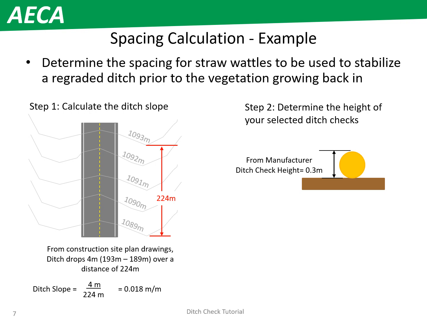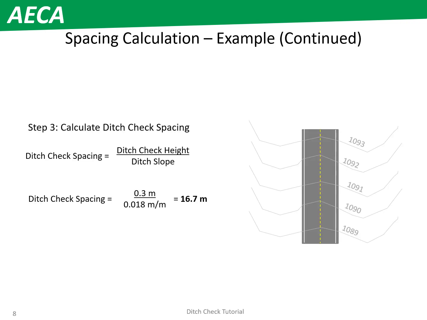In the second step, we review the manufacturer's information for the straw wattle product we've specified and determine that it has a diameter of 30 centimeters or 0.3 meters, which will also be the ditch check height. Next, we calculate the ditch check spacing for our site by dividing the ditch check height of 0.3 meters by our ditch slope of 0.018 meters per meter to get a spacing of 16.7 meters. This is the spacing that we need to ensure that the crest of the downstream ditch check is at the same elevation as the toe of the upstream ditch check.